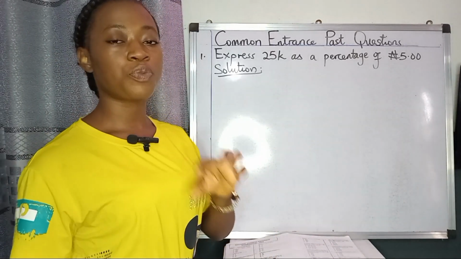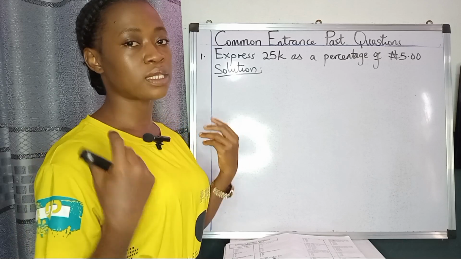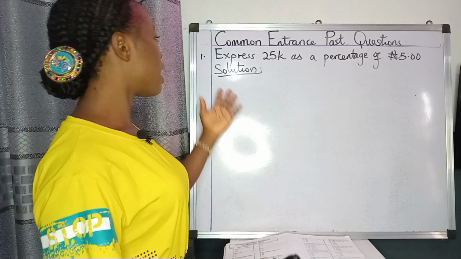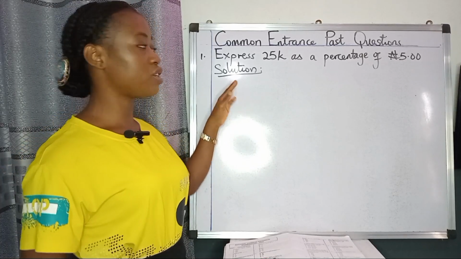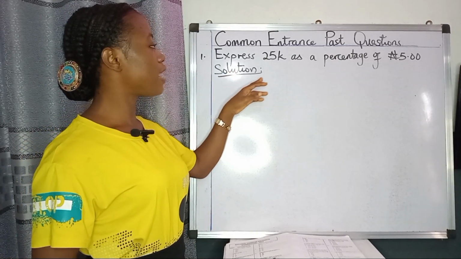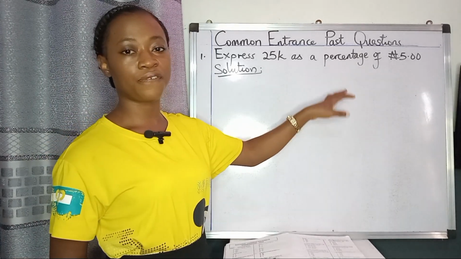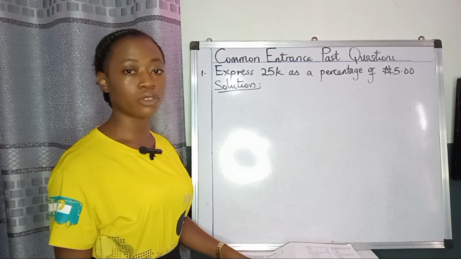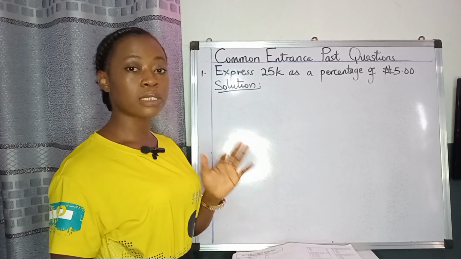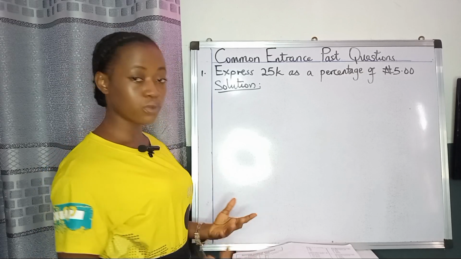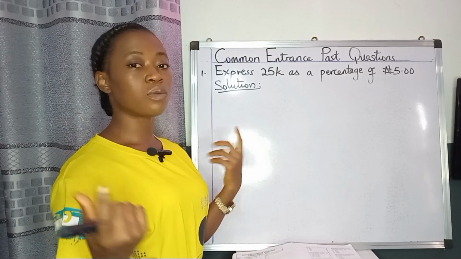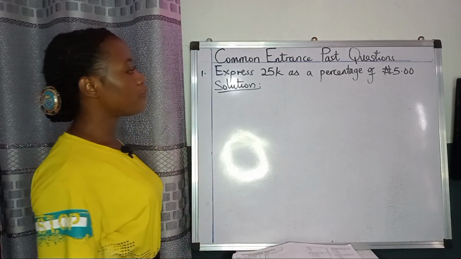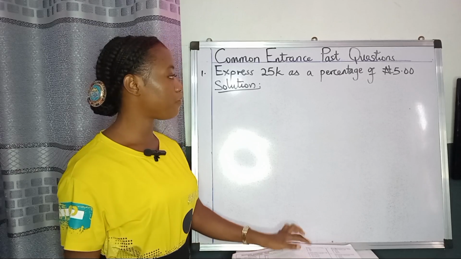Like I said, I'll be picking randomly some questions that are asked in common entrance examinations. Now look at this first question on the board. The first question here says, express 25 kobo as a percentage of 5 naira. Remember, we are solving common entrance past questions, and from this book, I just picked random questions. Express 25 kobo as a percentage of 5 naira.